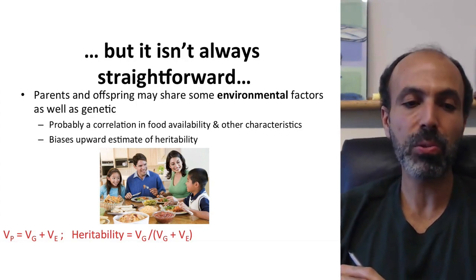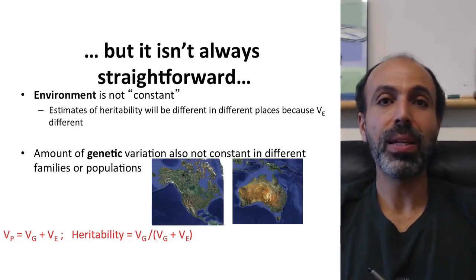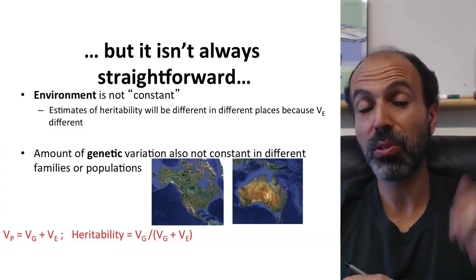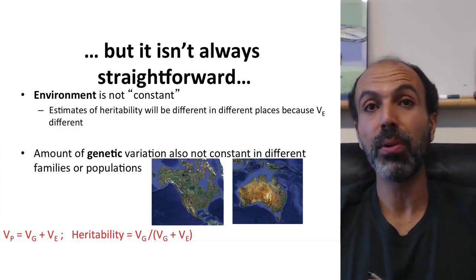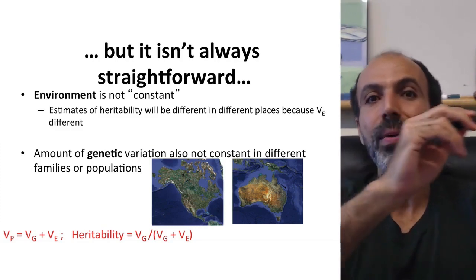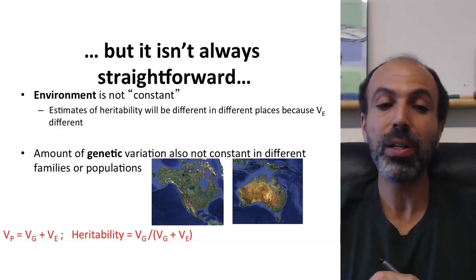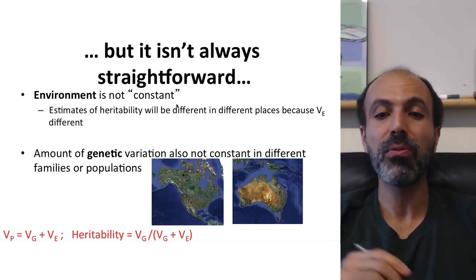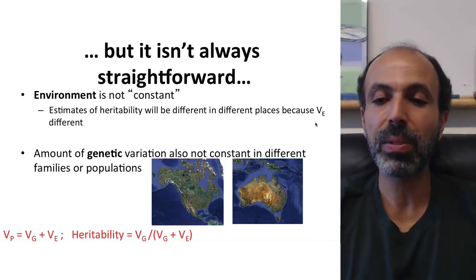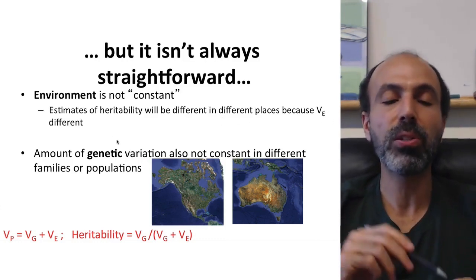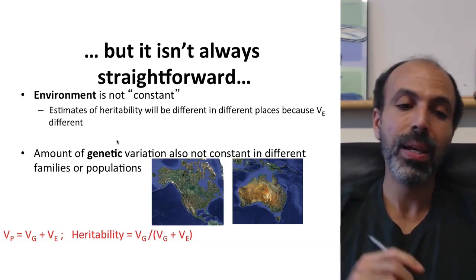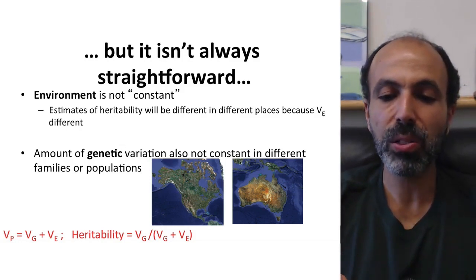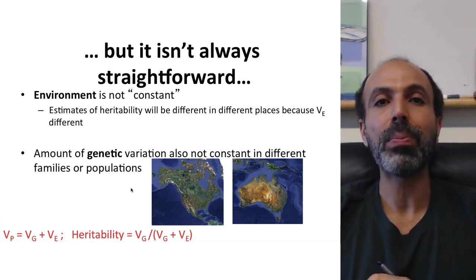There are other assumptions as well. First, that we're assuming the environment is constant, such as, for example, in that F1, F2 cross we looked at. We assumed that VE was exactly the same in the F1 as in the F2. But in fact, the environment is probably not constant. Estimates of heritability may also be very different if you go to different places because VE may be very different. This is also true at different times. And finally, the amount of genetic variation is also not constant in different families or populations.